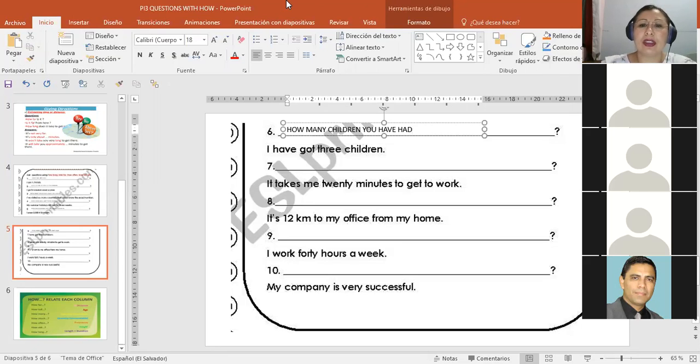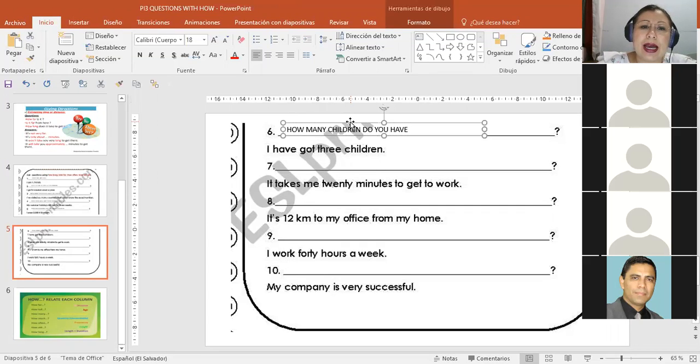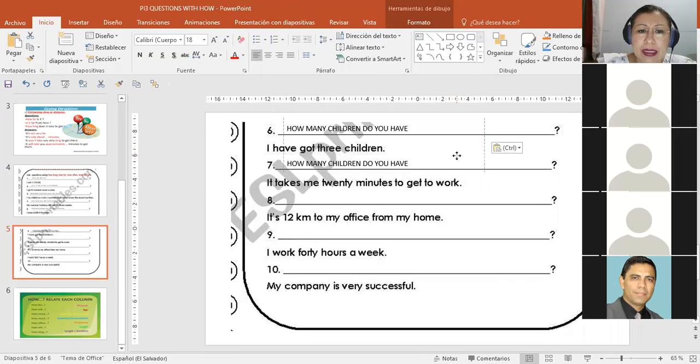Pero para seguir la lógica en que está la respuesta, I have got 3 children. Aunque también podría ser así: how many children do you have? I have got 3 children. Okay. Very good. Vamos a abrir estas para que voluntariamente los equipos puedan completarlas. Volunteers.